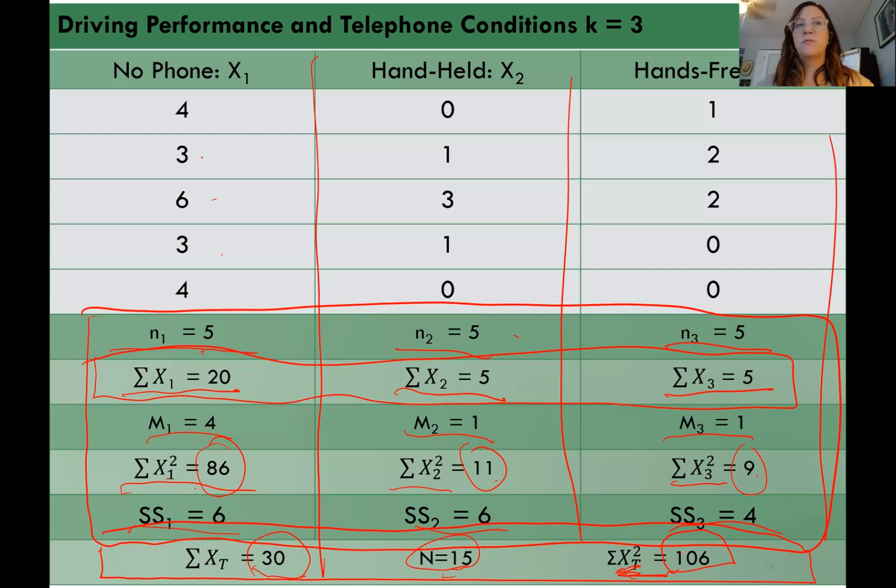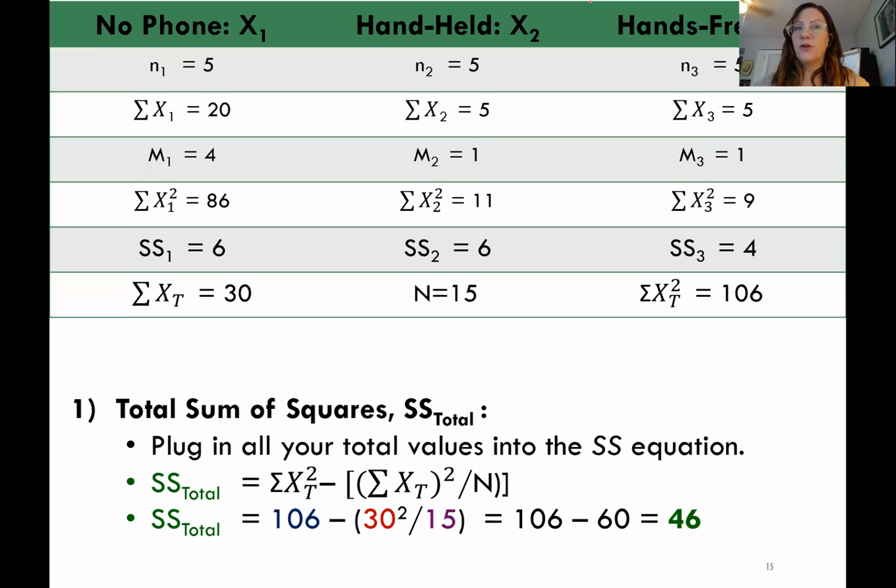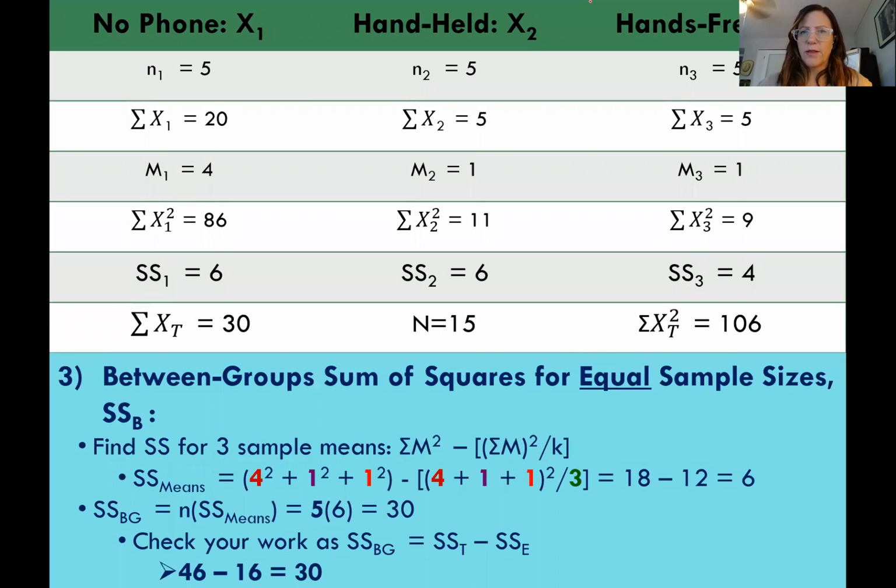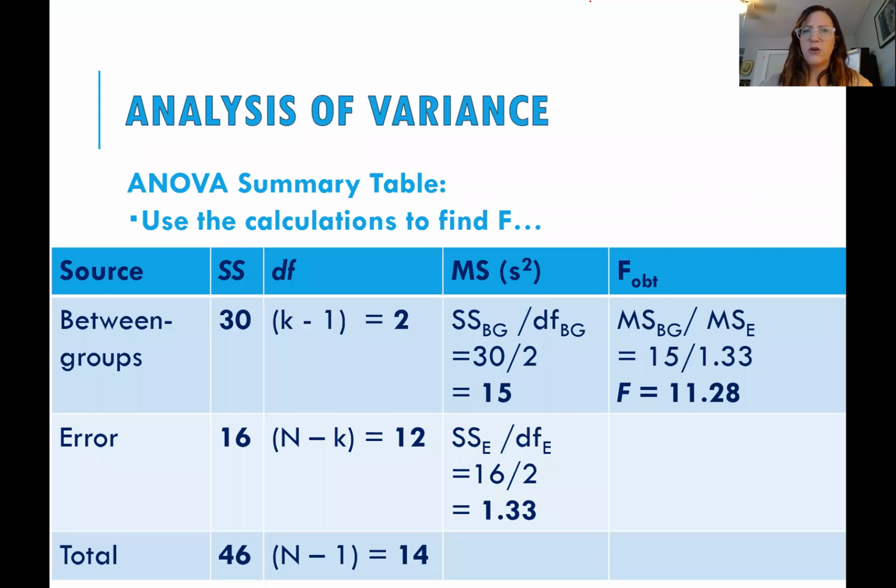Now that you have those basic calculations, and remember we have k equals 3, we can start working on what is called the ANOVA table. I'm going to go forward really quick and show you what this ANOVA table looks like. We have between groups information in this first row here.